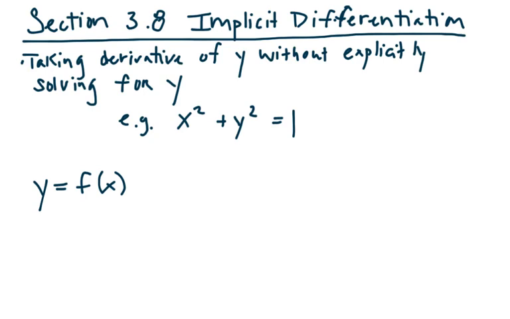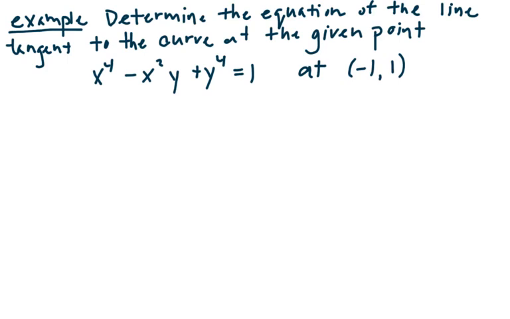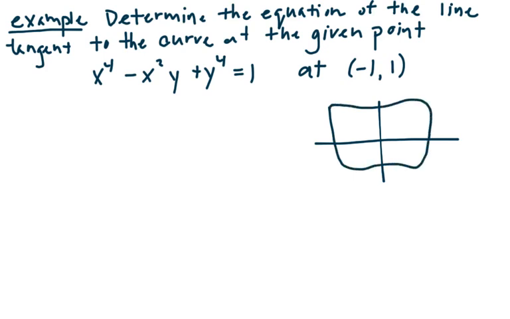So let's see an example of this in play. Suppose we want to determine the equation of the line tangent to the curve at the given point, and our function is x to the fourth minus x squared times y plus y to the fourth equals 1, and the point that we're looking at is negative 1, 1. Let me just sketch what this looks like. It has a roughly trapezoidal shape, and we are interested in finding the equation of the tangent line at the point negative 1, 1. That's the goal of this problem.